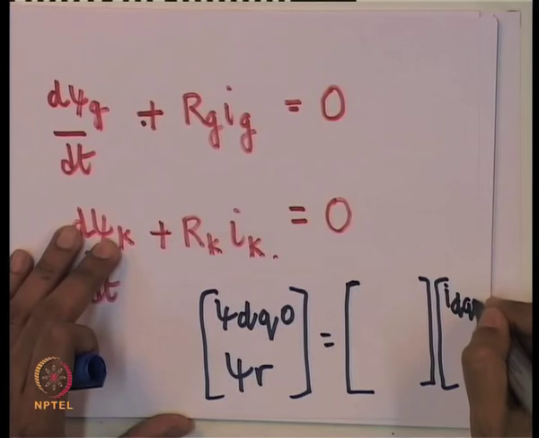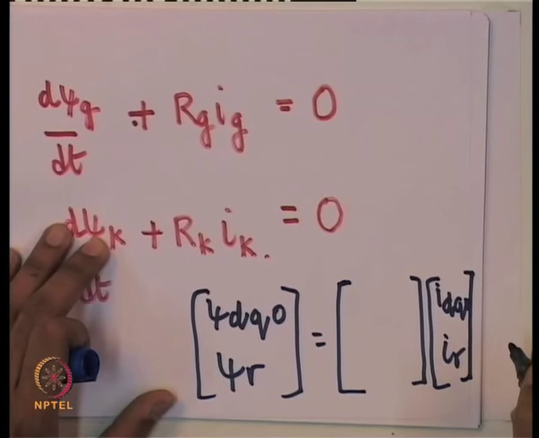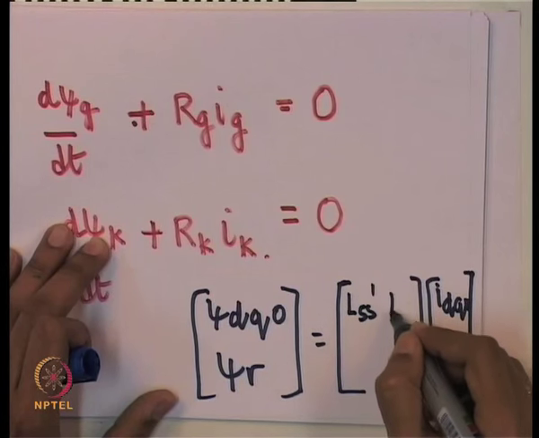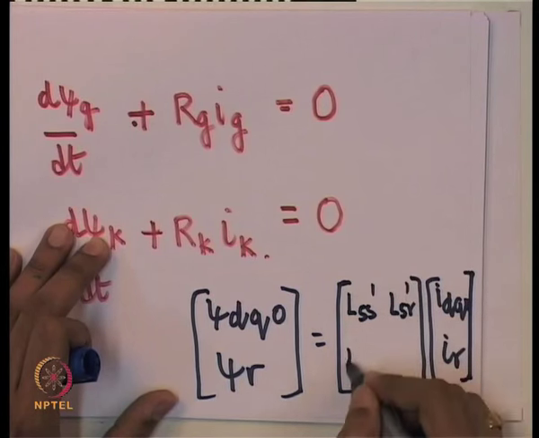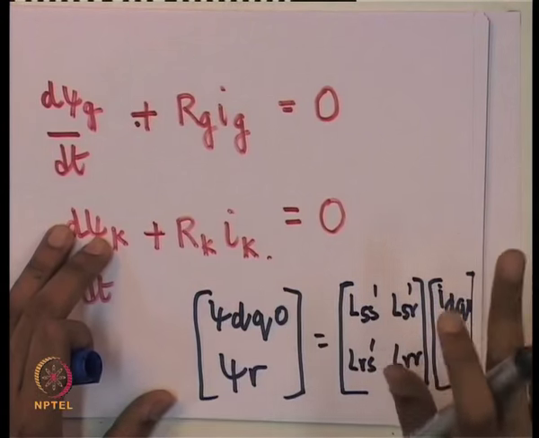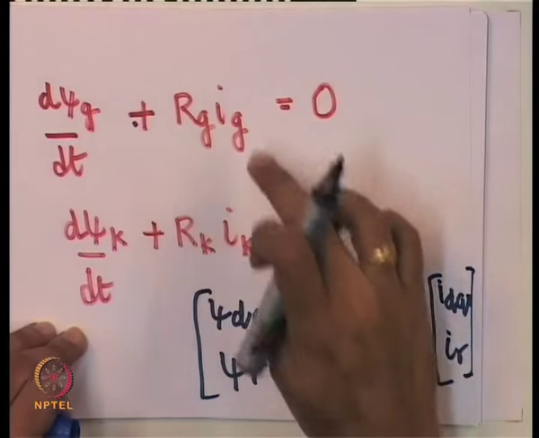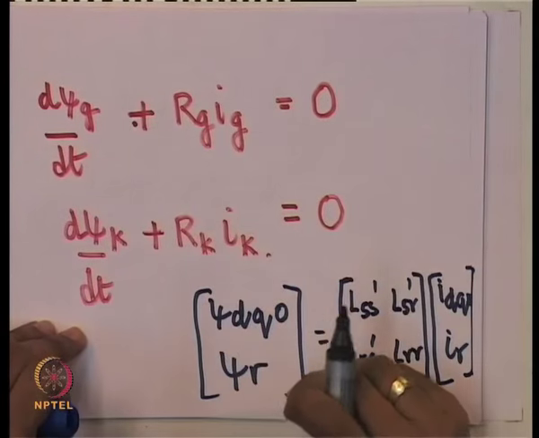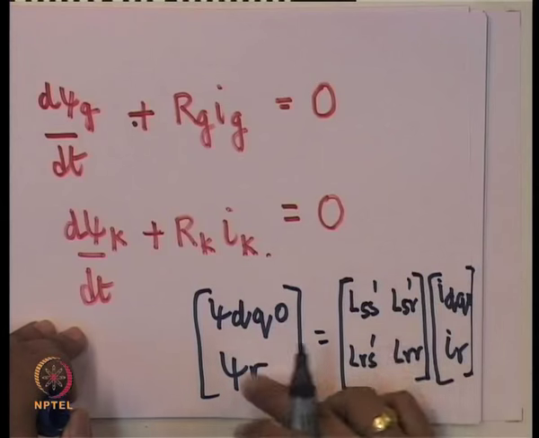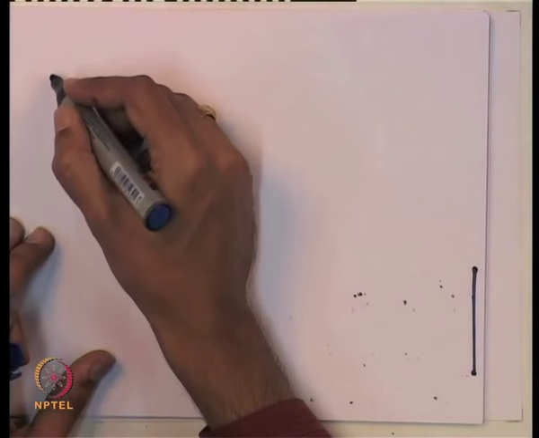Okay, dq0 and Ir, okay, and this is nothing but Lss, Lsr, Lrs and Lrr. So, we have in fact got a complete picture of the system. In fact, you can substitute for Ig, Ik, If, Ih as well as Idq0 by psi dq0 and psi r using this relationship, and you will get finally things in the state space form.